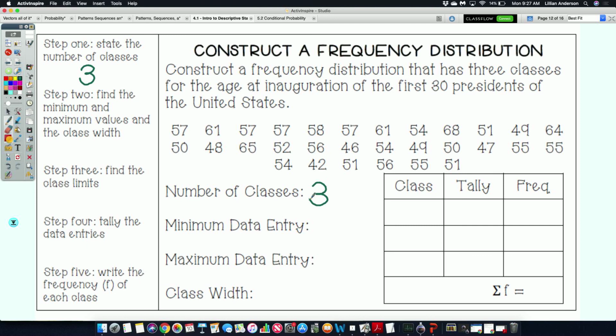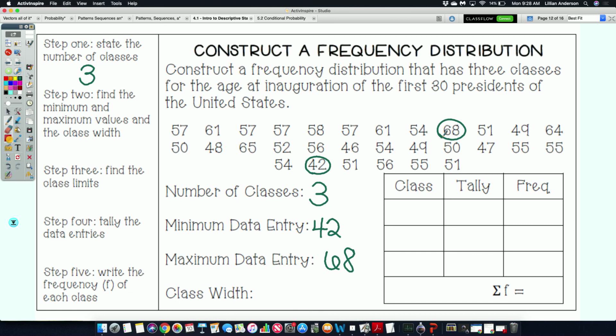What is my minimum data entry? 42. The smallest data point in this data is 42. Now, does somebody see something different? What's the maximum data entry? 68. We got a 68. Okay?